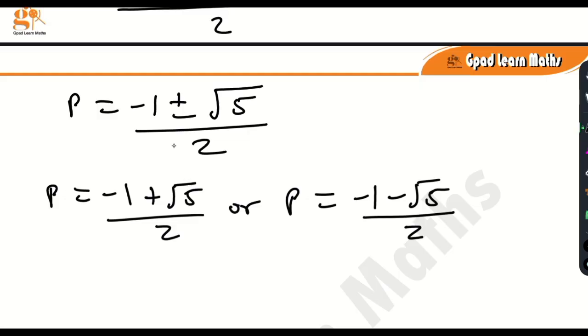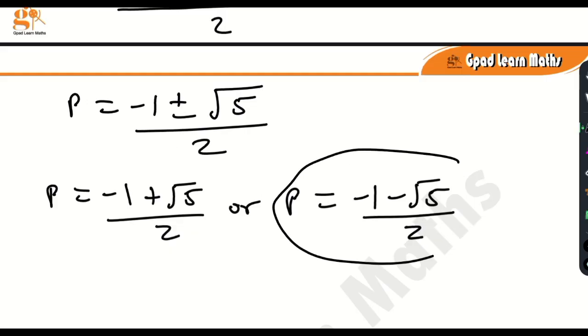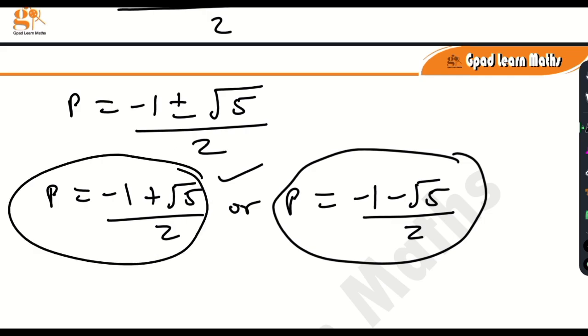Now, remember that p is equal to 2 over 3 all raised to the power of x. But p cannot be negative, because if you do minus 1 minus root 5, of course, you get a negative value. So we cannot use this. We can only use this one here: minus 1 plus the square root of 5 over 2. The square root of 5 is more than 1, so you cannot have a negative value here.